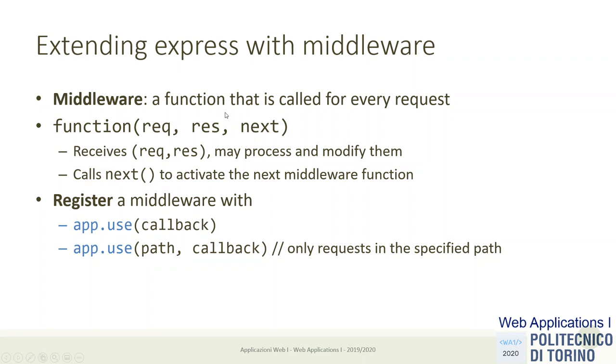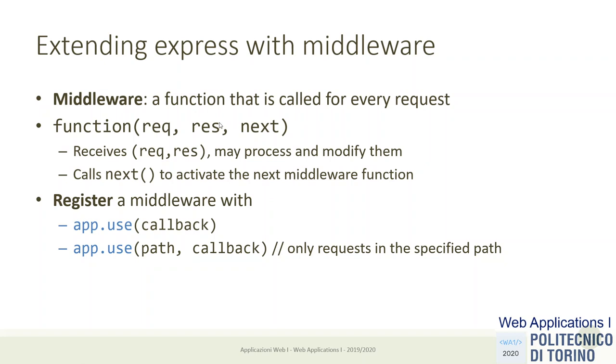Actually, Express is much more flexible because it allows us to define a set of middlewares. Middleware is a big word, but in Express it just means a JavaScript function that is called for every request. Basically, we can define one or more middlewares. And each of them is a function, and all these functions will be called in sequence, one after the other. And each of them will receive a copy of the request object and of the response object.